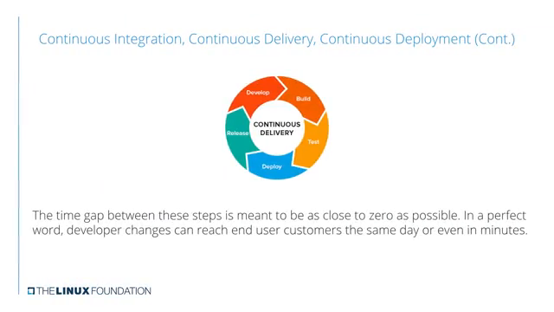So here's a little graph that shows you how it all goes in a continuous circle. The time gap between the steps is meant to be as close to zero as possible. In some cases, developer changes can even reach user customers in the same day or even within minutes or hours when everything is working very cleanly.